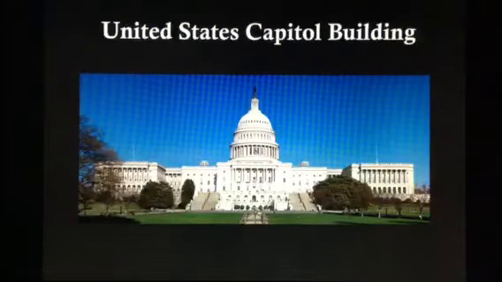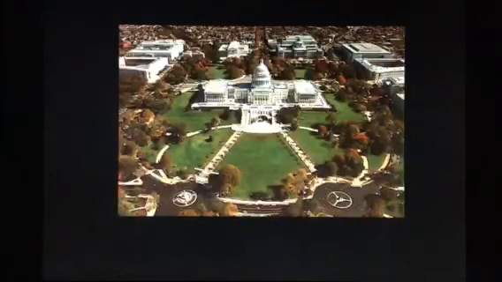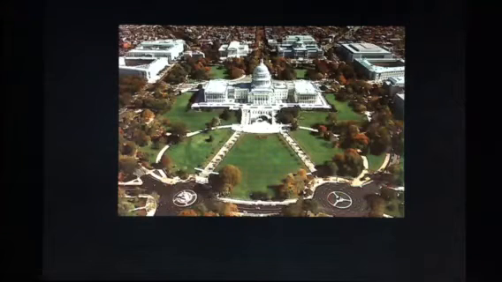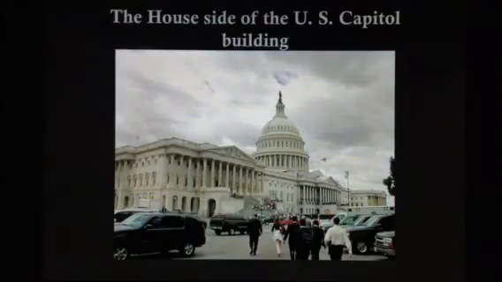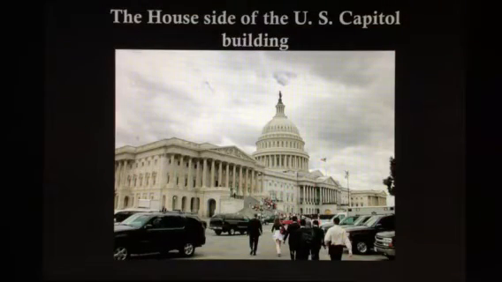Here is a photo of the United States Capitol building located in Washington, D.C., the Capitol building where Congress works. An aerial view of what we call Capitol Hill. The House side of the U.S. Capitol. The House side is on the left-hand side if you are facing Congress or the Capitol building from the main street.